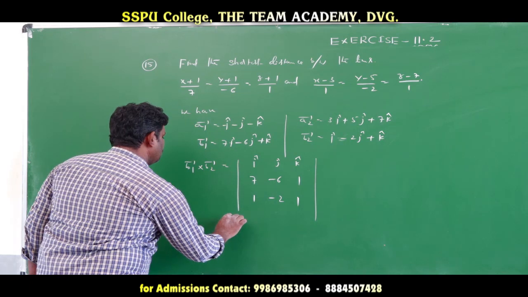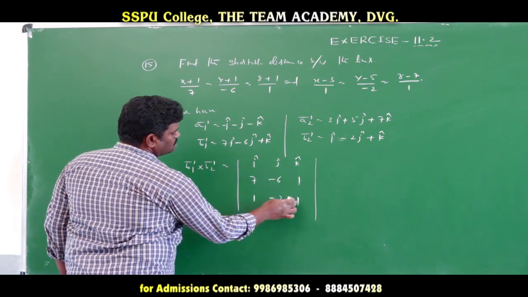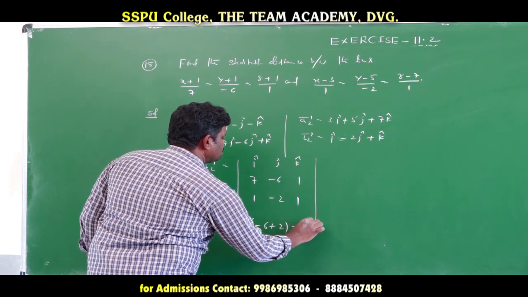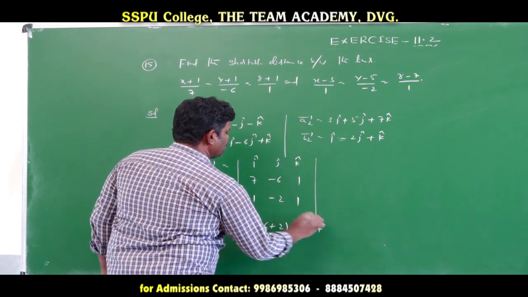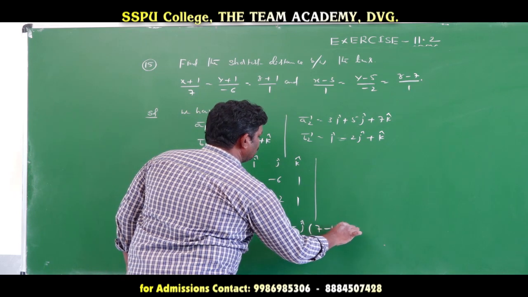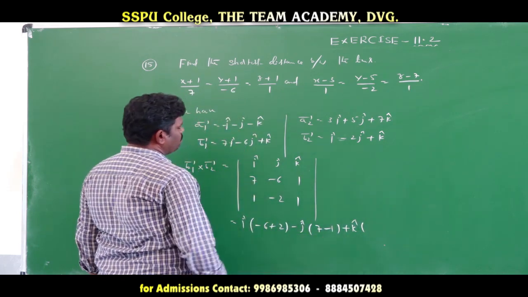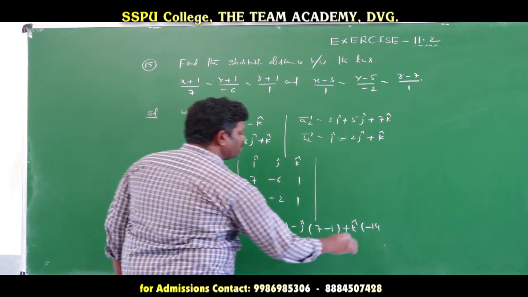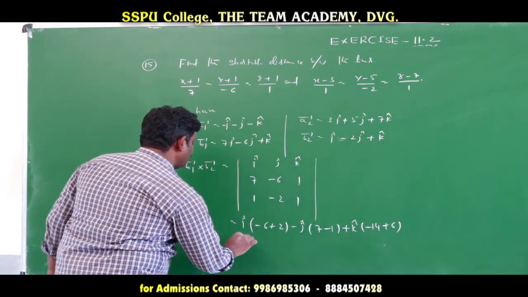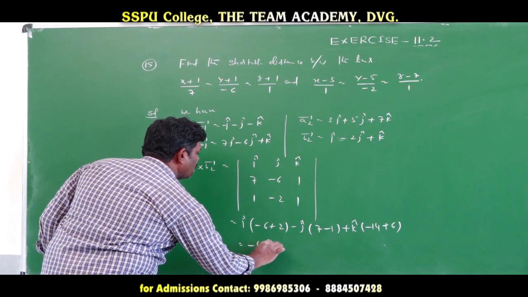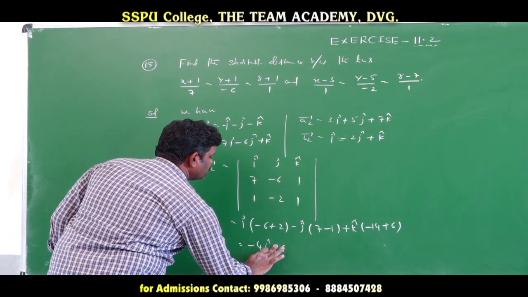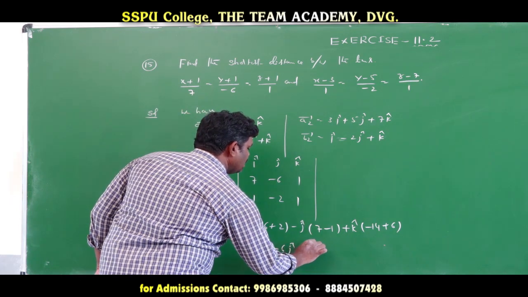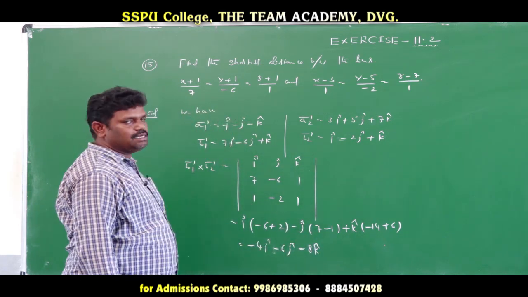Now here, i cap into minus 1 into 6, minus 6, minus into minus 2, plus, minus j cap, 7 into 1, 7, minus into minus 1, plus k cap, 7 into minus 2, minus 14, minus 14 plus 6. Then what will happen finally here? Minus 4 i cap, minus 6 j cap, minus 8 k cap.